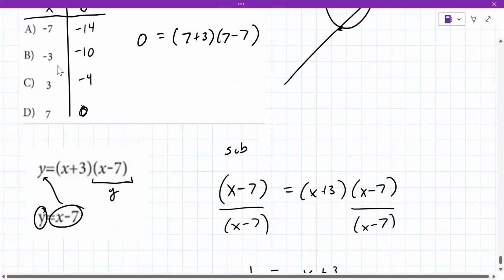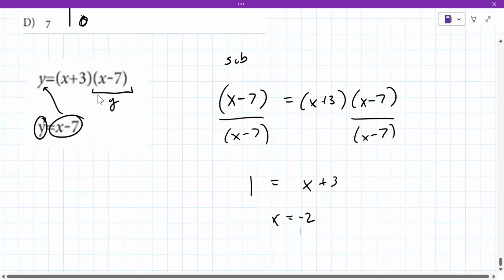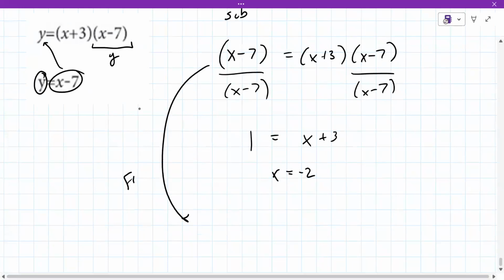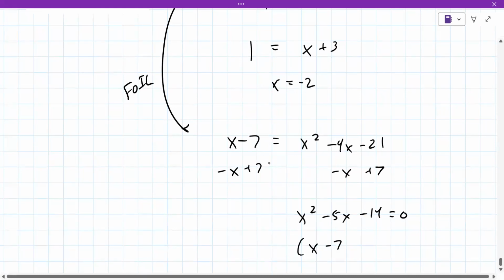But it is a solution. It's just not the one they're looking for. You could also FOIL this out. So if you FOIL it out here instead, you get x - 7 equals x squared minus 4x minus 21, and then you subtract x and add 7, you get x squared minus 5x minus 14 equals 0. You then have to factor this. And that's the other way to do it.